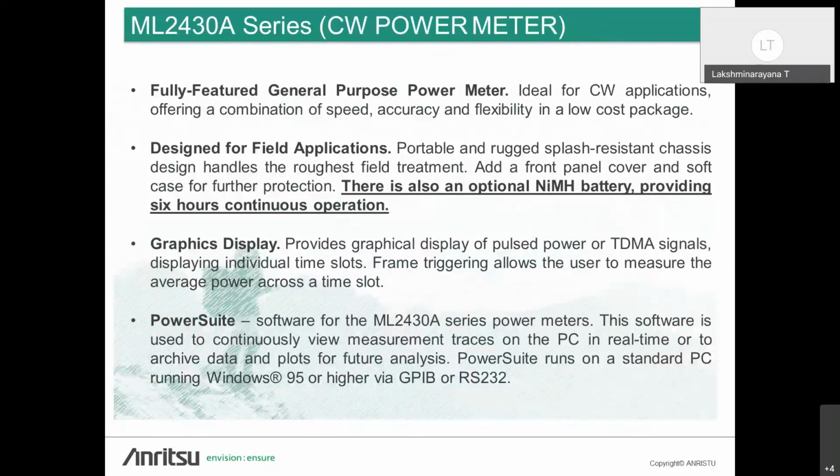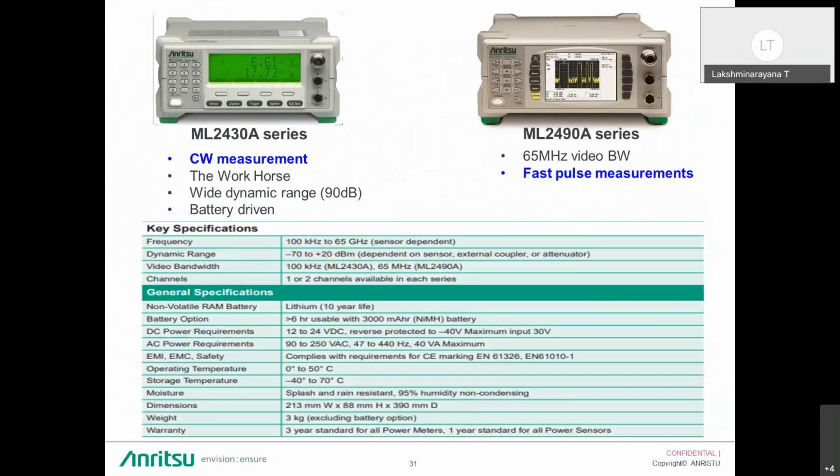So the 2430A is a fully featured general purpose power meter, which is ideal for CW signals. There is an optional battery also, where you can operate it on battery and use it continuously up to 6 hours. It uses the PowerSuite software. You can control the ML2430A, which is used for data logging and plots for future analysis. So this is the 2430A instrument, which has a monochrome display, and this one has a color display. It is dedicated for CW measurements, and this one is for fast pulse measurements.